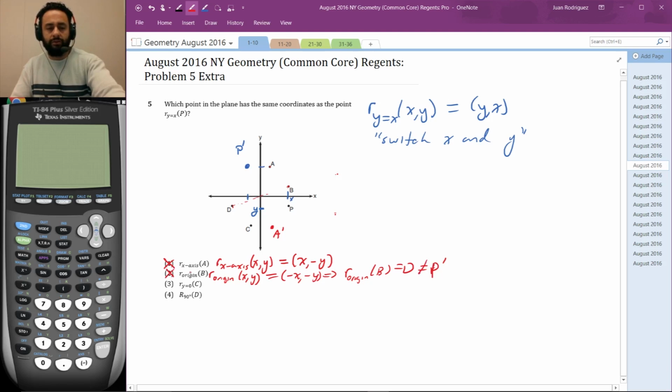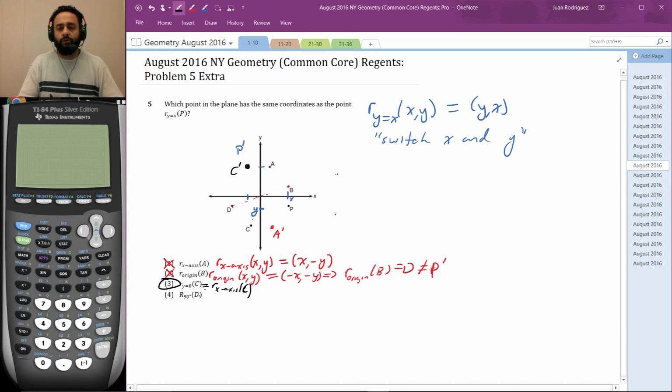Now let me switch to a different color. The next one is the reflection over the line y equals 0, that's the x-axis, of a point C. That's the same thing as a reflection over the x-axis of the point C, which is negating the y coordinate. So that's taking point C, flipping it over the x-axis, and we get to that point. So that's C prime. So in fact, this should be the answer. We're going to check our answer by finishing choice 4.